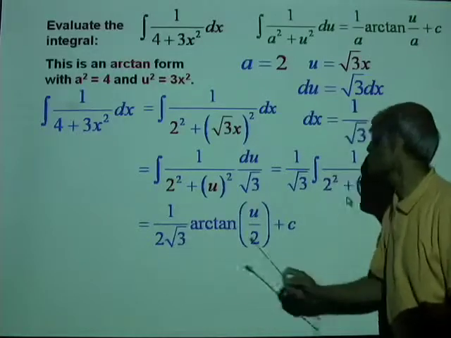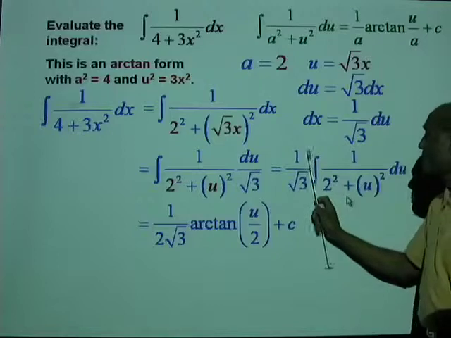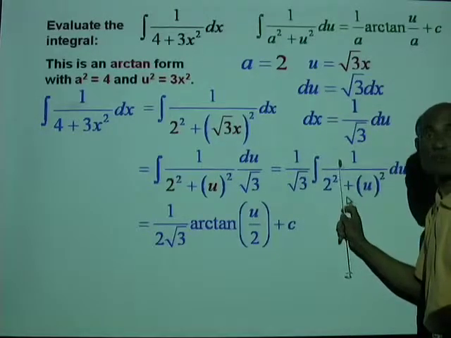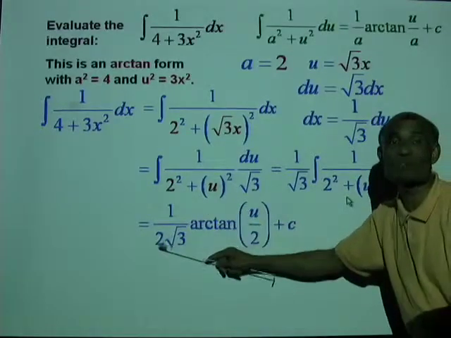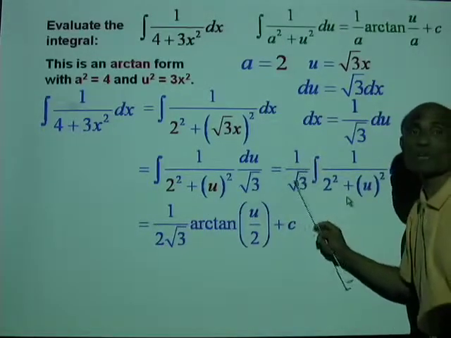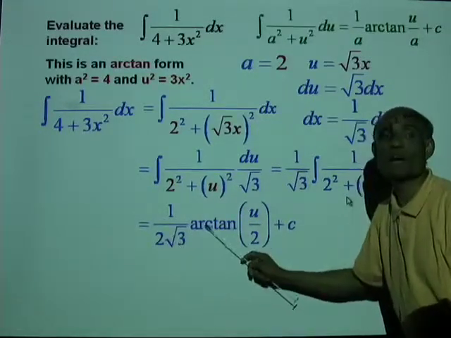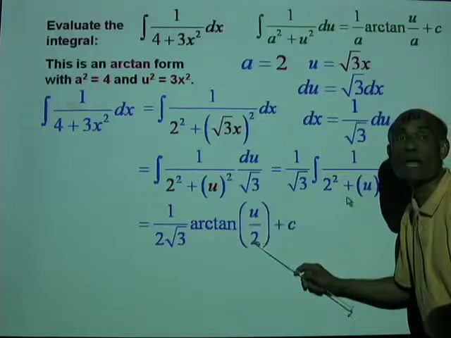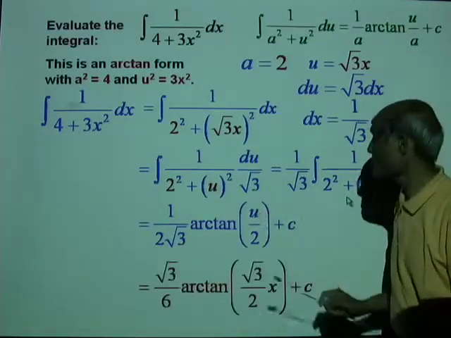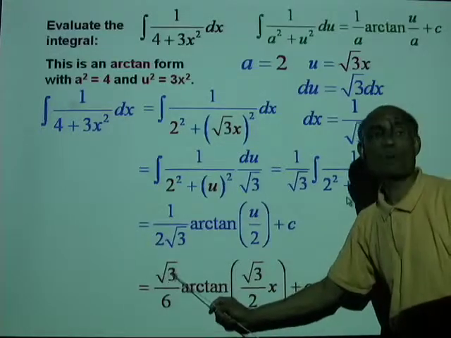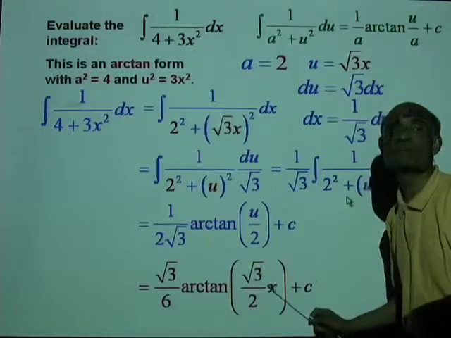How did it become 1 over 2 square root 3? Remember, this will be 1 over square root 3 times this integral, which is 1 over a. 1 over a is 1 over 2. That's where the 1 over 2 comes from. So this 1 over square root 3 times 1 over 2 makes it 1 over 2 square root 3 arctan u over a, u over 2, plus c. And that will be replaced by your u. That will be square root 3 over 6 arctan of square root 3 over 2 x, plus c.